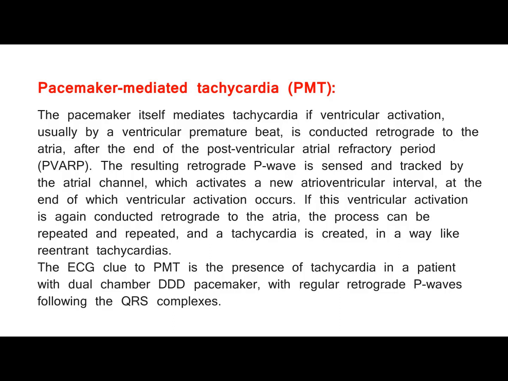If this ventricular activation is again conducted retrograde to the atria, the process can be repeated, and a tachycardia is created, in a way like reentrant tachycardias. The ECG clue to PMT is the presence of tachycardia in a patient with a dual-chamber DDD pacemaker, with regular retrograde P waves following the QRS complexes.